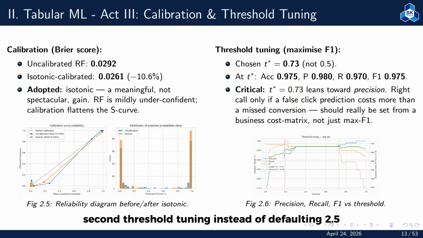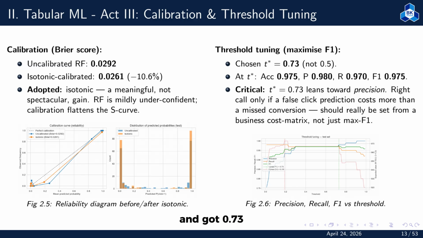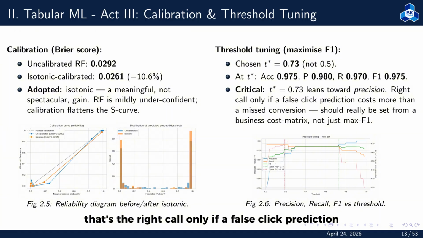Second, threshold tuning. Instead of defaulting to 0.5, we searched for the threshold that maximizes F1 and got 0.73. At that operating point, accuracy, precision, recall, and F1 all sit at or above 0.97. But I want to flag this explicitly. 0.73 is aggressive, it leans toward precision. That's the right call only if a false click prediction costs more than a missed conversion. Ultimately, that's a business cost matrix question, not a max F1 question.